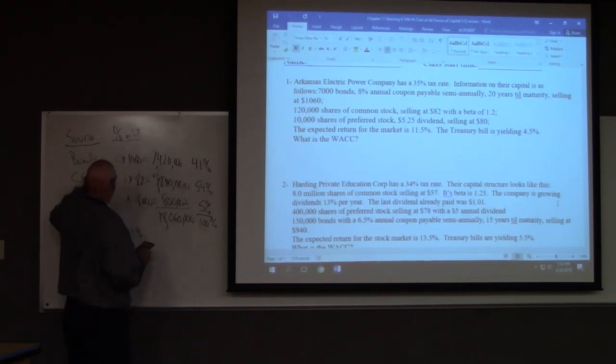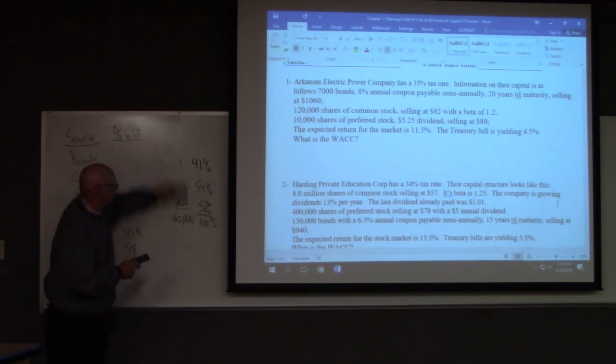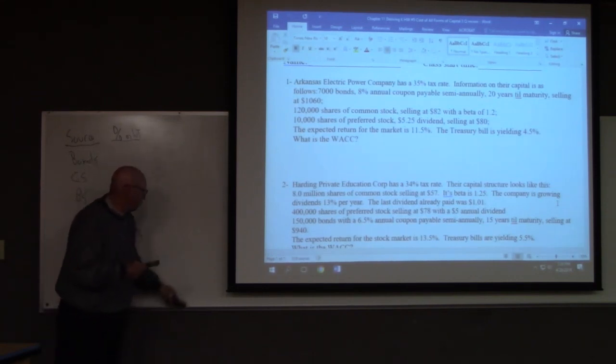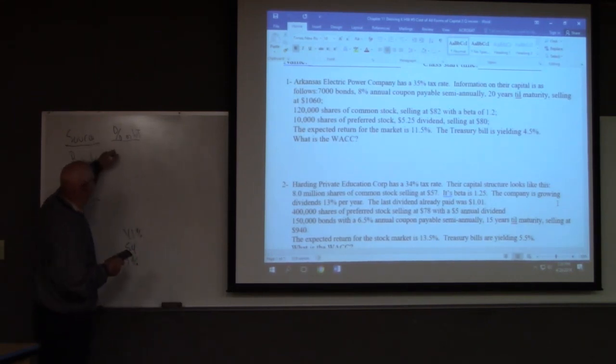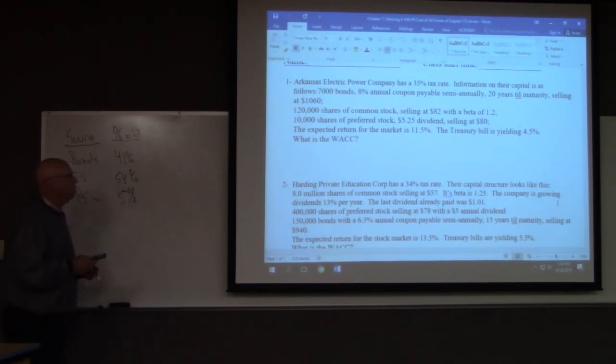Let's erase this and put these percentages in here, and we have 41%, 54%, and 5%. It's a little bit of rounding, but we're good to go. All right, now let's do the cost. Cost of debt.